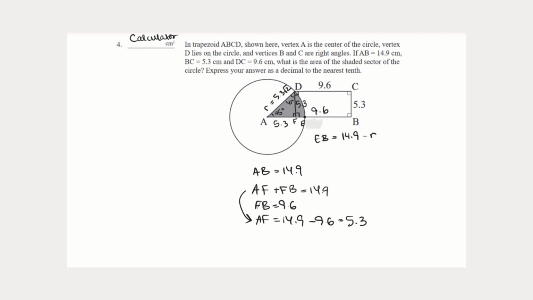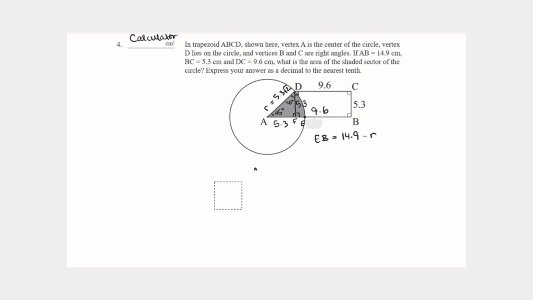I know this is a very messy looking thing, but here we go. The next part is just figuring out the area of this sector. The important part here was just figuring out what AF is after you drop this altitude from D. And you have to experiment sometimes. If you don't know how to do it immediately, you just have to experiment, draw a few lines, and you figure something out here.